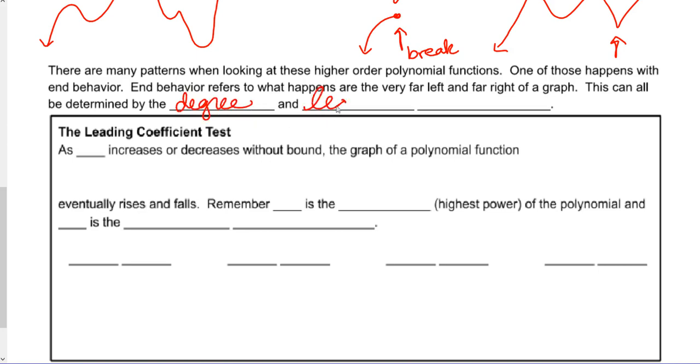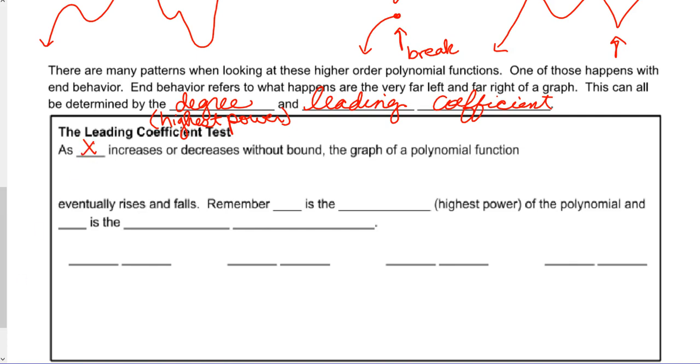the degree of the polynomial and the leading coefficient. Now, as a reminder, the degree is the highest power. So if you need to write that on there, make sure that you do that. The degree of the polynomial is the highest power. So hence we have this leading coefficient test, okay, that's going to tell us what kind of end behavior I have with our polynomial function.